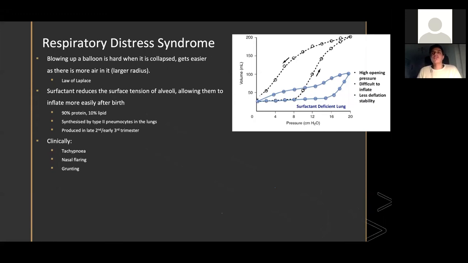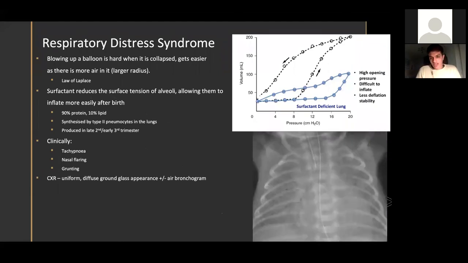So if you see a baby 28 weeks, short of breath, born in someone's house, for example, then out of hospital, then you need to be thinking respiratory distress syndrome. So your chest x-ray, you're going to get this appearance, okay? You're going to get a diffuse ground glass appearance with an air bronchogram.